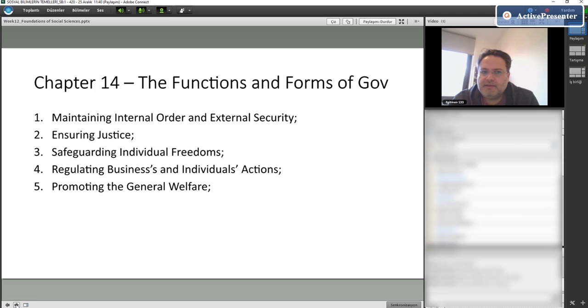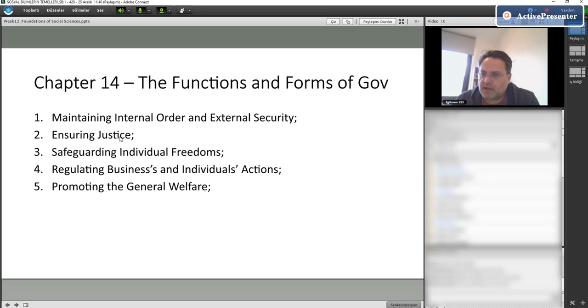A government can maintain internal domestic order and external security, because you, as an individual, as a citizen, need order to go to school. You need order in traffic. You need order, and you want to feel secure that you're not attacked from outside. So that's one function of government. Justice. If something happens, you go to a government organization.